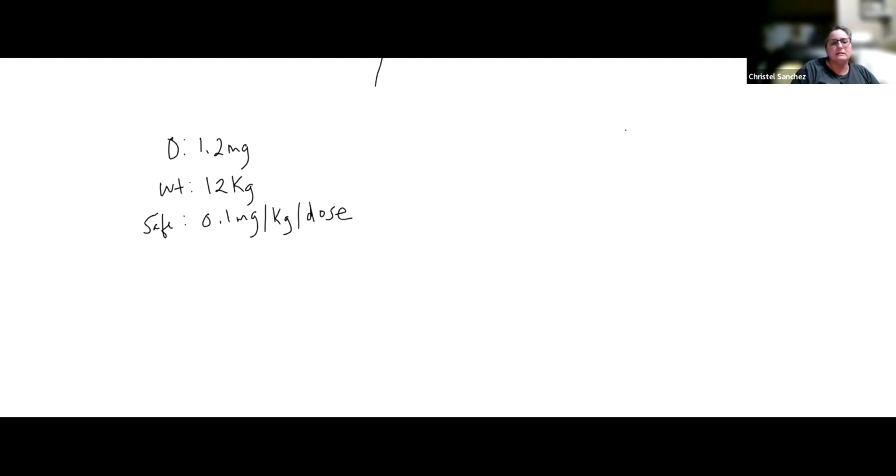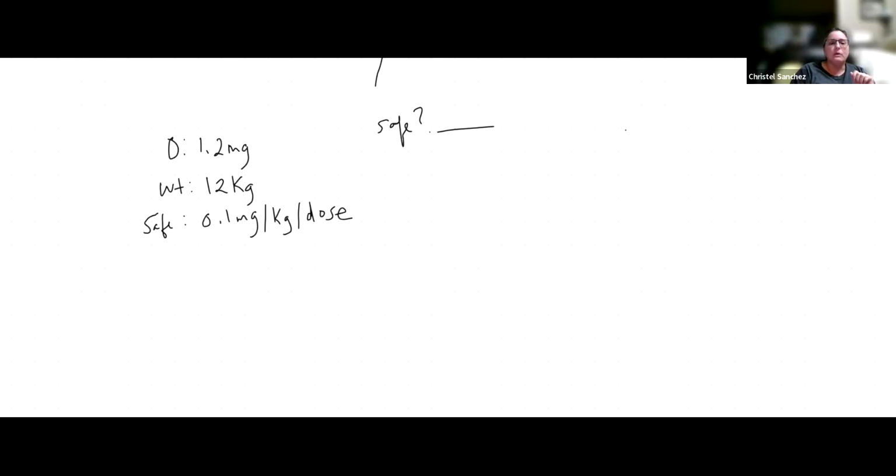All right, so what they're asking us, is this safe? Is this dose safe? Okay. So the first thing I always have to do is I have to see, is my weight in kilograms? Yes. So do I need to do anything to it? No. Okay. So since my weight is already in kilograms, the reference is saying for this drug that 0.1 milligrams per kilogram per dose is safe for a patient weighing less than 20 kilograms. Okay. Is our patient less than 20 kilograms?